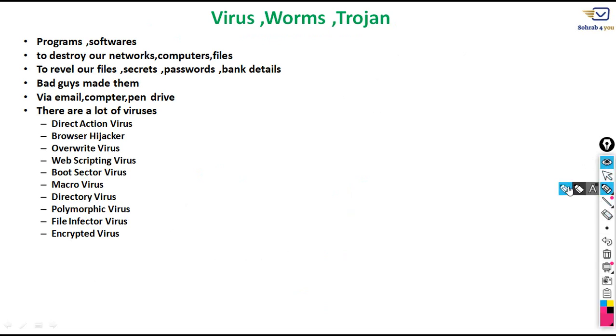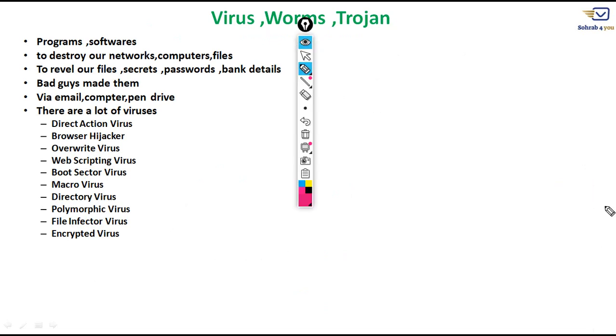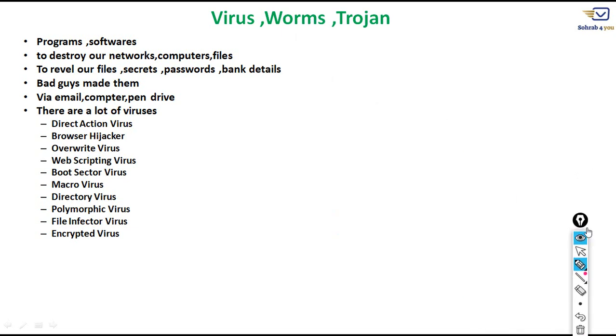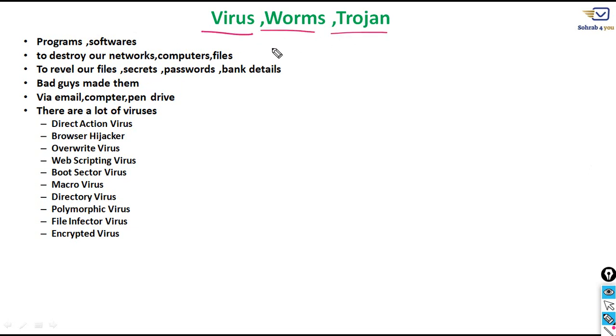The next topic we are going to discuss is what is a virus. I am sure you have heard a lot about viruses, worms, and trojans. These are all, we can say, bad programs or bad software. These are programs, or softwares.